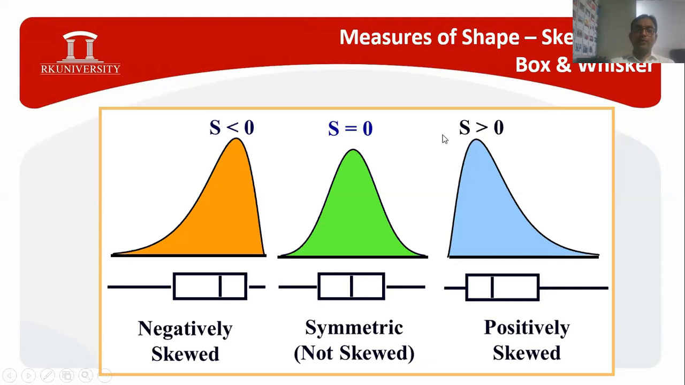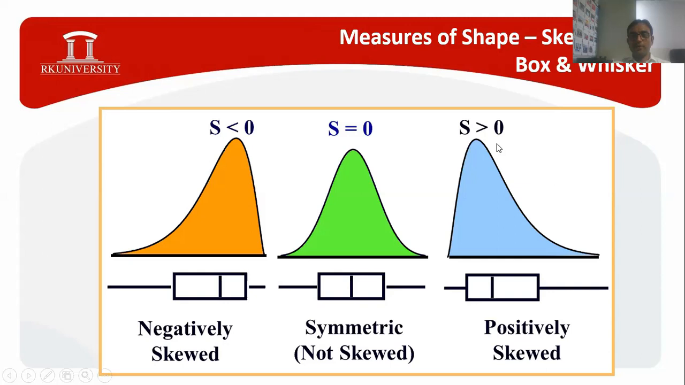But whenever there is skewness, the data will be either a little tilted towards the left side or a little tilted towards the right side. Whenever more values are on the left side of the mean value, I'm repeating, whenever more values are on the left side of the mean value, we can say that the data is negatively skewed.